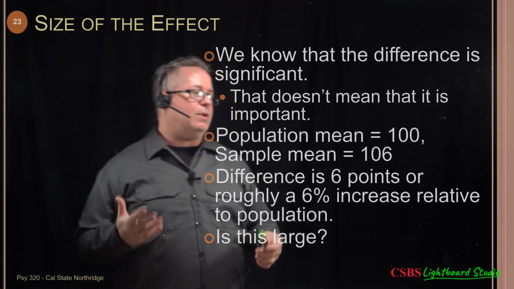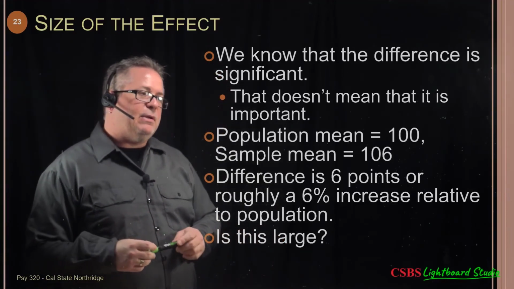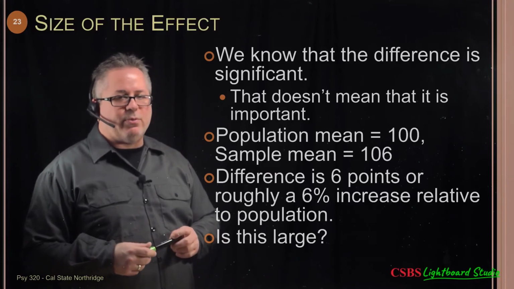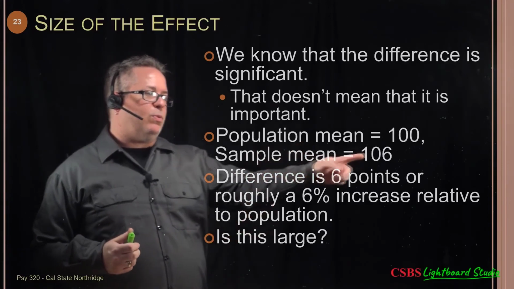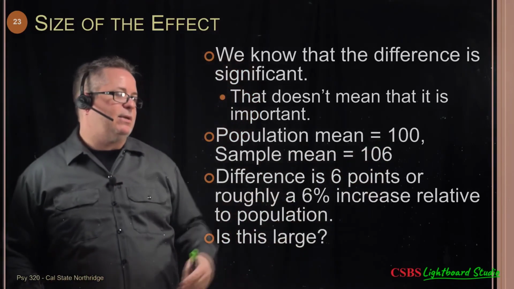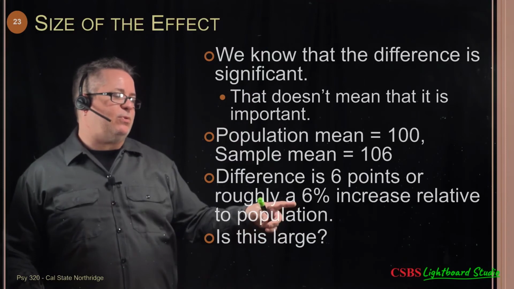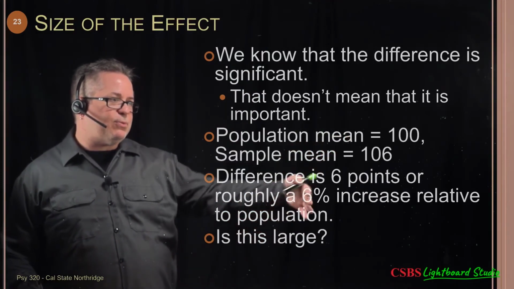Knowing that an effect is significant doesn't tell you everything you need to know. We know that the difference is significant, but it doesn't mean that it's important. I mentioned that before: just because we know that the likelihood of it occurring by chance is small doesn't mean that it's important. We know the population mean is 100. We know the sample mean is 106. So this is a 6-point change, roughly a 6% increase relative to the population mean, right?